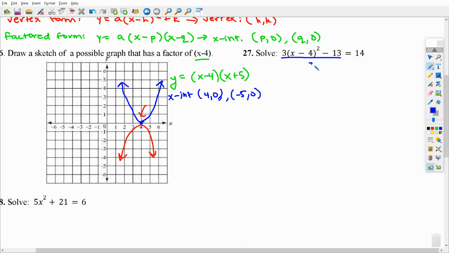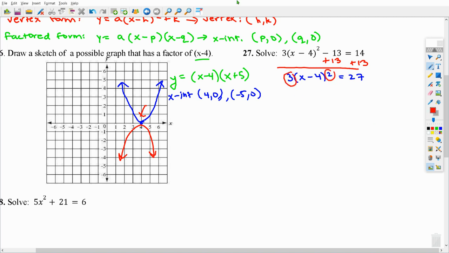If I were to divide by 3, well, I would have to divide everything by 3, so that would leave me a fraction with this 13, which I don't really want. So a simpler way is just to add 13 to both sides. Once I add 13 to both sides, I still have my 3 times (x minus 4) all squared, and it's equal to 27. Now I want to get rid of this 3.